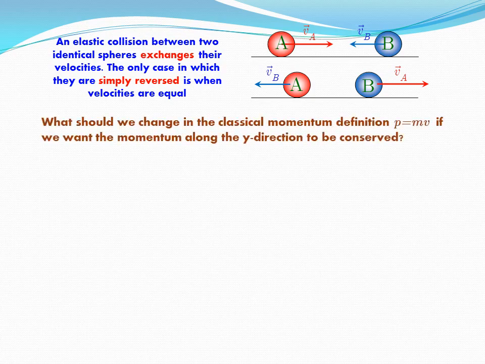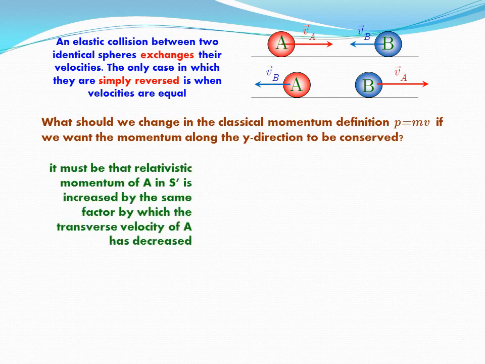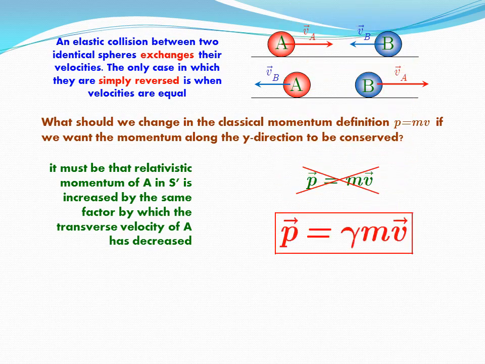But what should we change in the classical momentum definition p equals mv if we want the momentum along the y direction to be conserved? The idea is simple. It must be that the relativistic momentum of A in S' is increased by the same factor gamma by which the transverse velocity of A, the y component of the velocity, has decreased. Therefore, the classical momentum definition does not hold in relativistic mechanics, and we must replace it with a new definition, p equals gamma times mv, which we call the relativistic momentum.